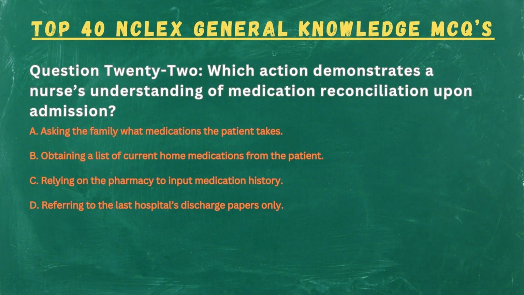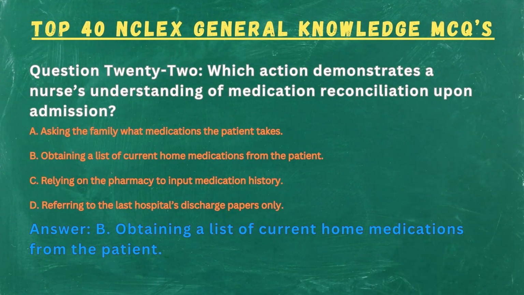Question 22. Which action demonstrates a nurse's understanding of medication reconciliation upon admission? A. Asking the family what medications the patient takes. B. Obtaining a list of current home medications from the patient. C. Relying on the pharmacy to input medication history. D. Referring to the last hospital's discharge papers only. Answer: B. Obtaining a list of current home medications from the patient.